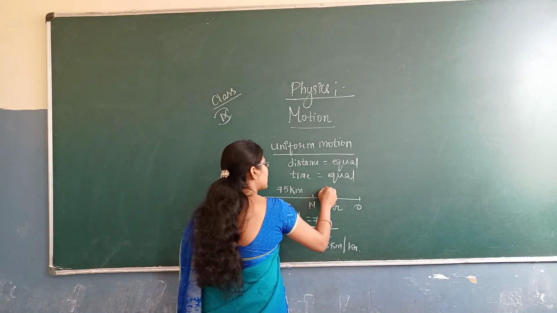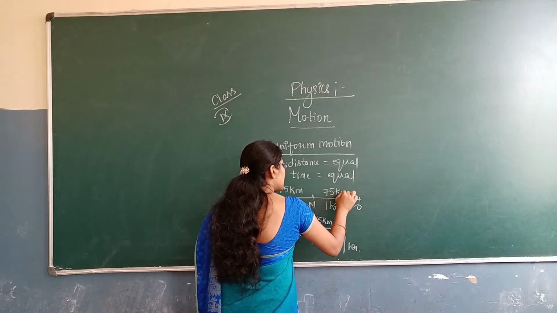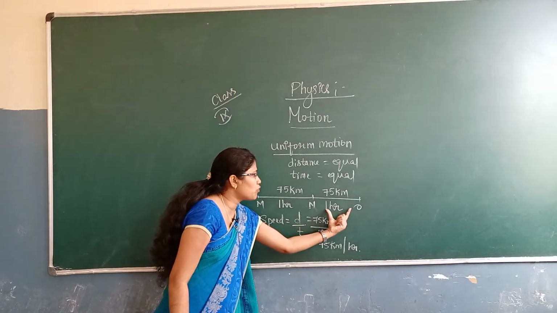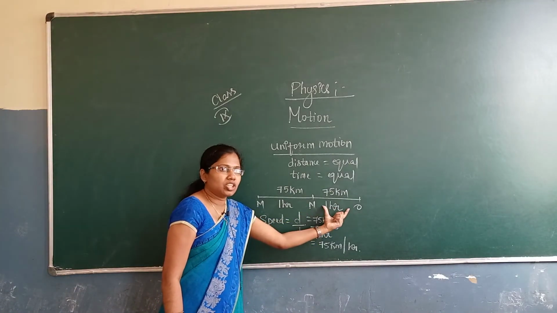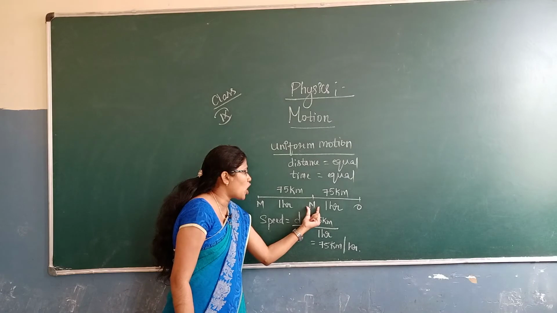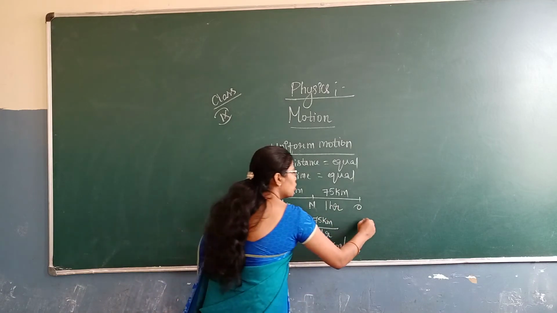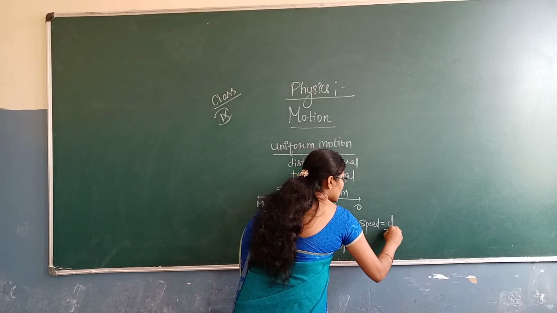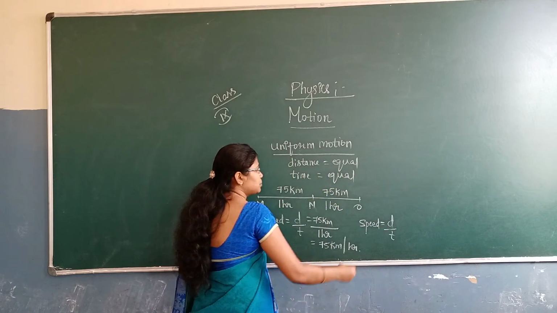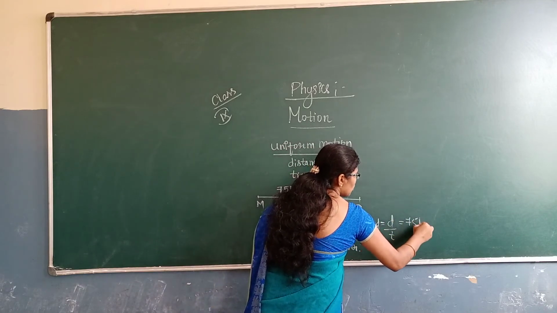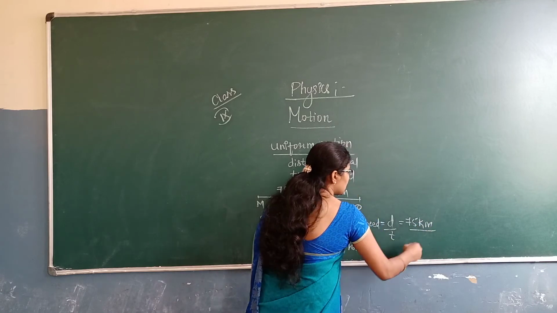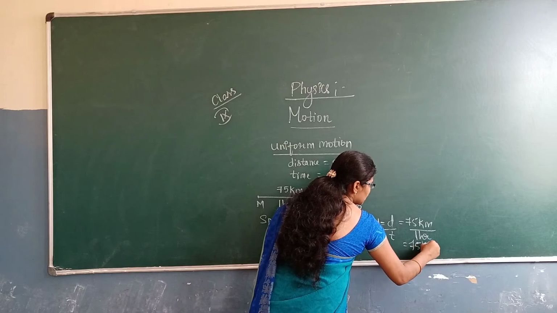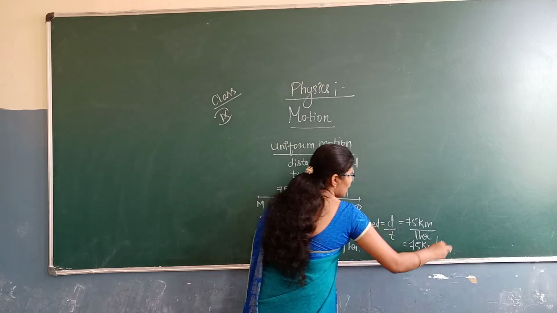So in that 1 hour, again it has covered a distance of 75 kilometers. Then how do we find out the speed at this point, that is from point N to point O? So to find the speed, speed is equal to again distance by time taken. Distance is again 75 kilometers and the time is 1 hour. Then the speed will be 75 kilometers per hour.